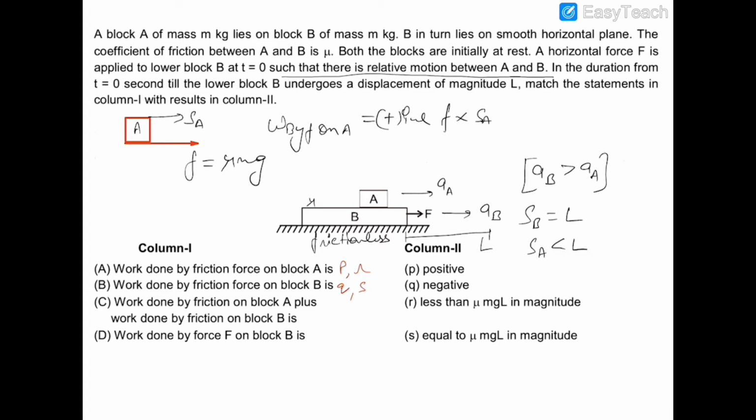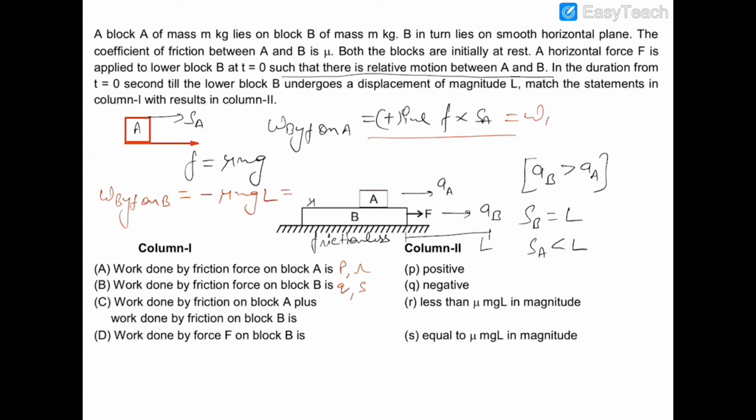Now for option number C, the work done by friction on A plus work done by friction on B is, now we know that the positive work done, this is the positive work done, let's suppose it is W1, and the work done by friction on B is equal to negative of mu mgL.